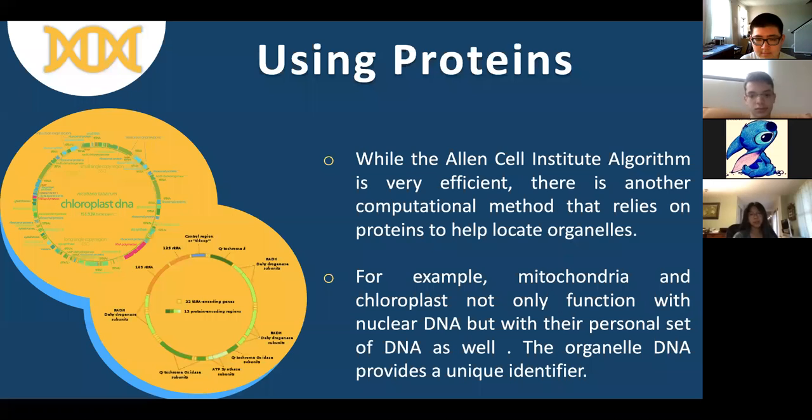Algorithms that process images aren't the only available option. Another computational method for determining the location of organelles involves locating specific proteins in the cell. First, we need to look at different ways to analyze the protein composition of cells. For example, the mitochondria and the chloroplast contain DNA of their own. This means that when locating these organelles, it could be useful to study the organelle DNA rather than the nuclear DNA.